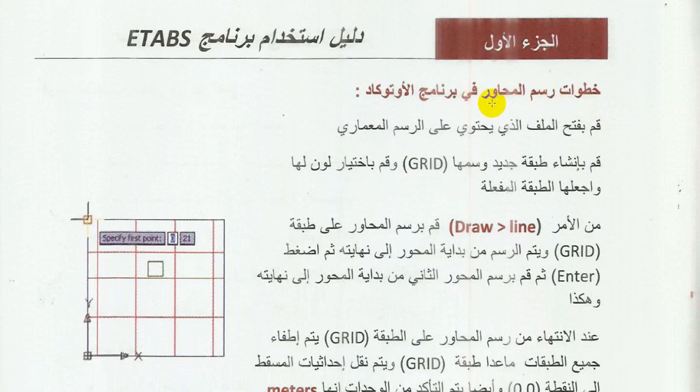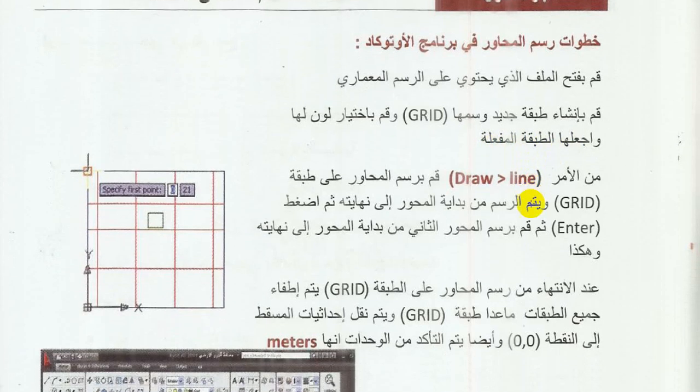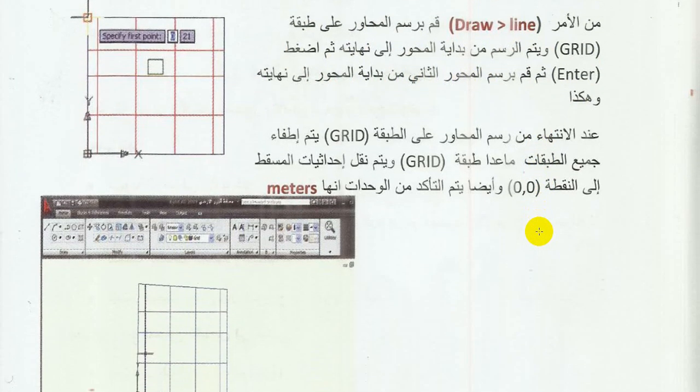Steps: drawing the axes in the AutoCAD software. Open the file that contains the required architectural graph. Form a new layer called grid, select a color for it and make it the active layer. From the draw line command, draw axes on the grid layer, from the beginning of the axis to the end. Then press enter, and draw this axis from its beginning to its end, in any orientation in the two-dimensional medium you are dealing with, X, Y, planar representation.